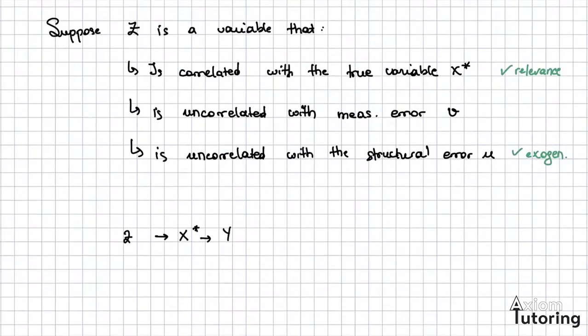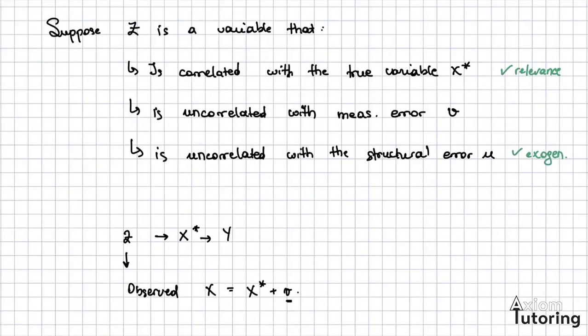Okay, and this has something to do with the observed X, which is X star plus V, okay? So the instrument is related to the true regressor X star, not to the noise V here that contains our measurement error, okay? So this is the key. Z can see through the noise to the true signal.